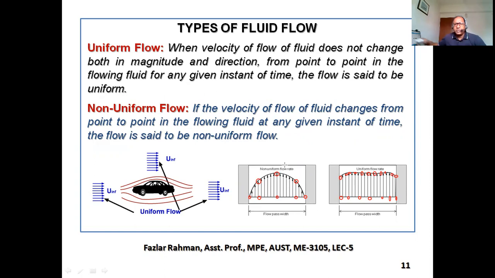If the velocity of the flow field changes from point to point in the fluid at any given instant of time, then the flow is said to be non-uniform flow. Okay.